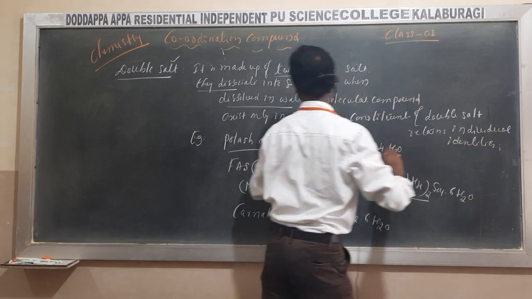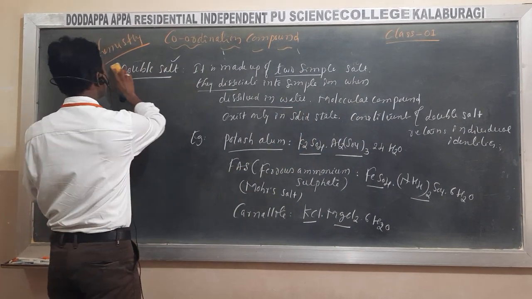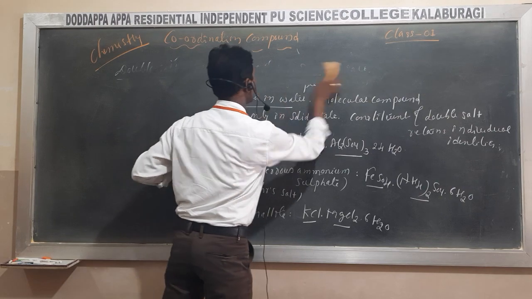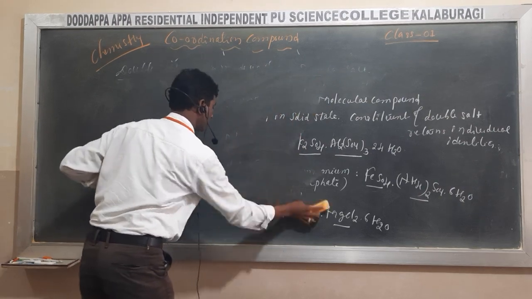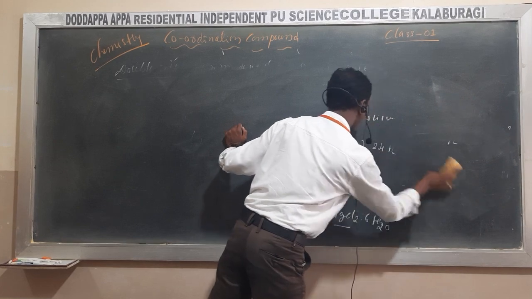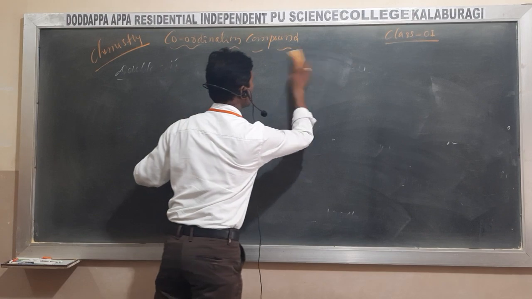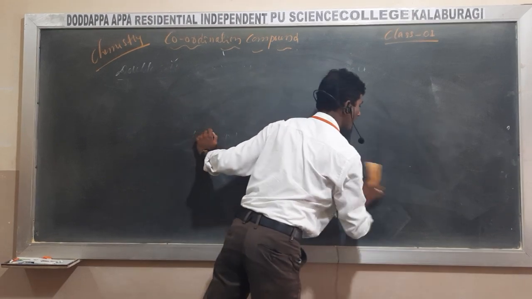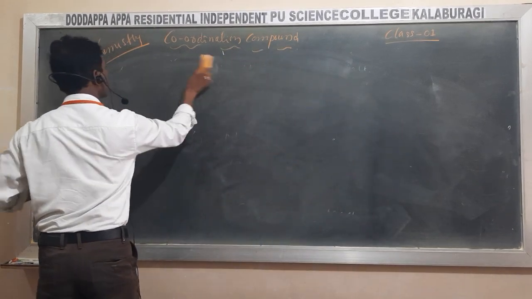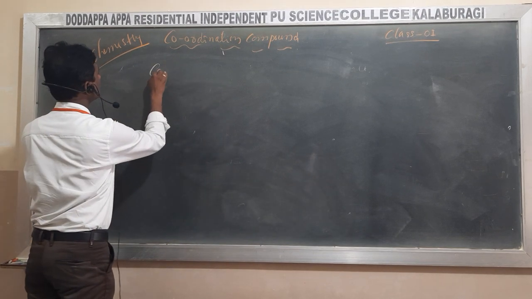So this is about double salt. Next I can go for complex salt, also called a coordination compound. So what is this complex salt? First I can go for an example, and later I can discuss the importance.